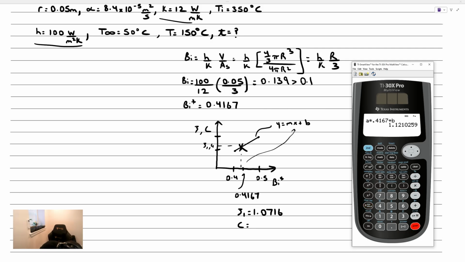Okay, so we get a C value here of 1.121. Great, so now we have zeta and C.